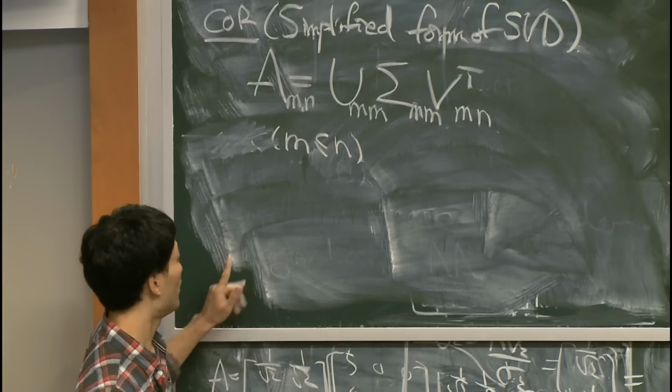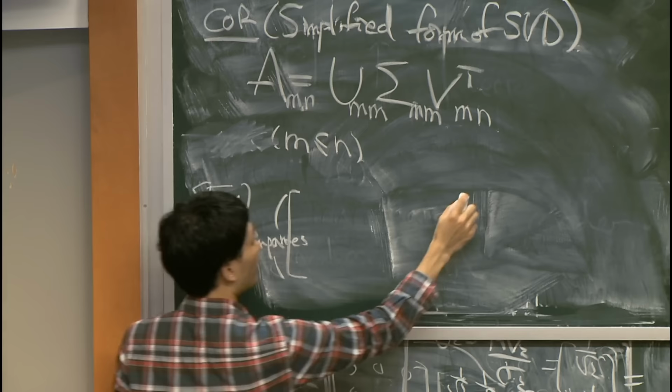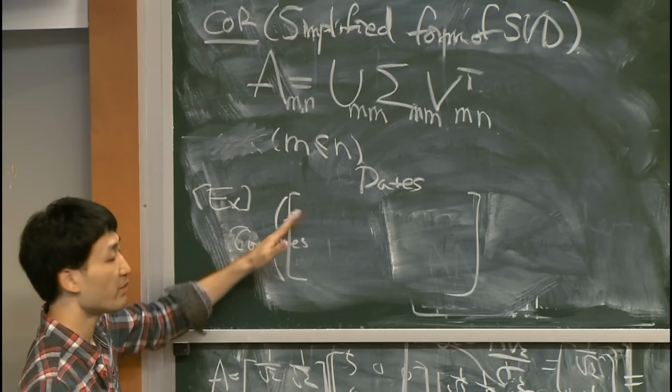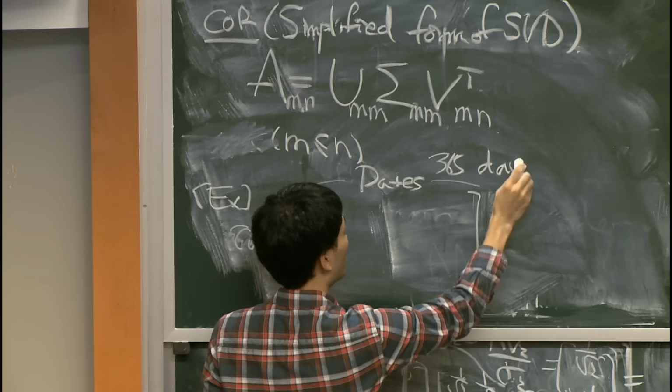So to illustrate an example, look at this. Now look at the stock prices, where you have companies and dates. Previously, I just gave you an example of a 3 by 3 matrix. But it's more sensible to have a lot more dates than companies. So let's say you recorded 365 days of a year, even though the market is not open all days, and just 5 companies.